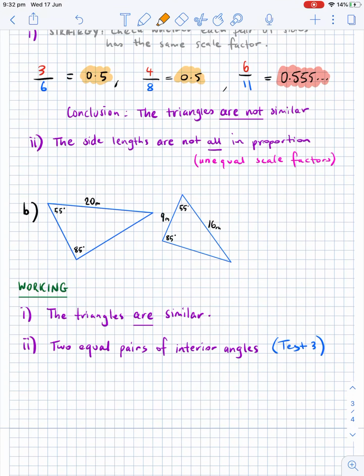Okay, moving on. Now we've got these two triangles here, and we've been given lots of information about both triangles. If we look at our side lengths, we've got 20, 9, and 16. That's enough to show one pair of sides, so we can find a scale factor there, but we can't compare that with another pair of sides. We've only got 3 sides given to us. So the 3 sides are not enough information to show that sides are in proportion, but we do have enough information with our angles. We've got a pair of angles there the same, and another pair here. That satisfies test 3, that the triangles are similar, and the reason is because there are 2 equal pairs of interior angles. Test 3.